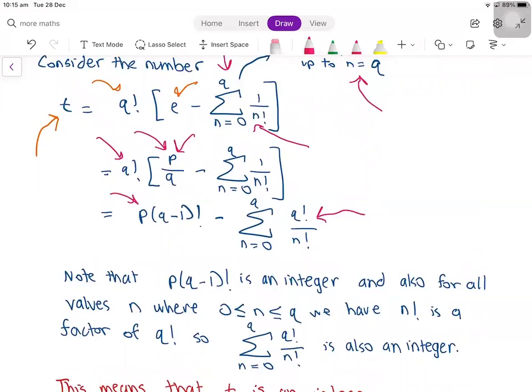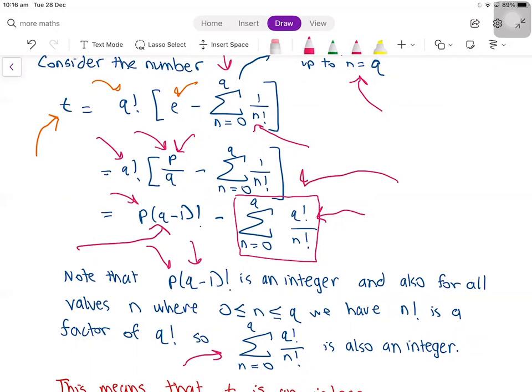So we can see that p and q are positive integers, so p times q minus 1 factorial will be an integer. And also, if we look at this term over here, since q is at least n, it means that q factorial divided by n factorial will also be an integer. So this means that the sum of all the q factorial divided by n factorial terms from n equals 0 to q will also be an integer. And so since this term and also this term is an integer, it means that t itself must be an integer.